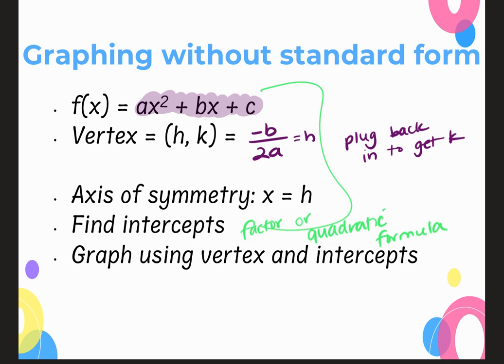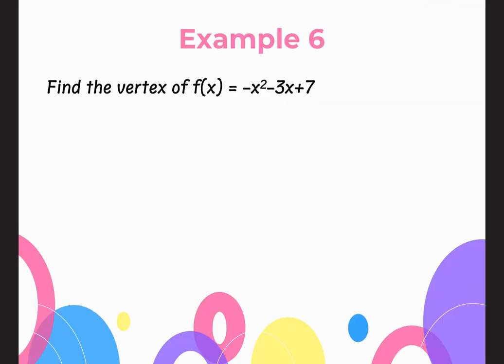So example 6 just says, find the vertex of f of x equals negative x squared minus 3x plus 7. So instead of forcing it to complete the square, we could do that. Like we could also force this to complete the square and then just take the h, k out of it. Or we just do negative b over 2a, which is faster. So negative b over 2a.